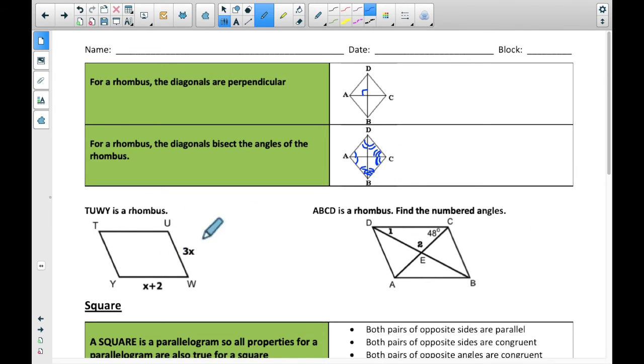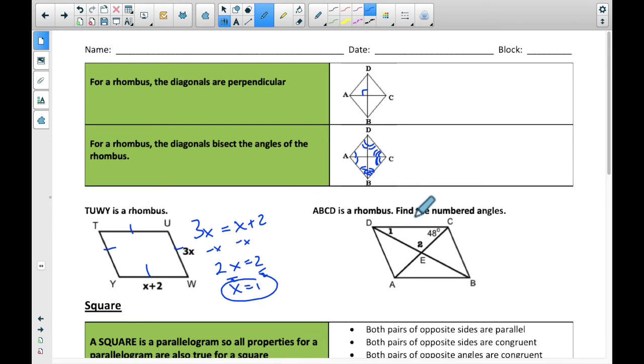Okay, so if we have a rhombus, the first thing that I said a second ago, remember, it's like a square that's been slid over to the side a little bit. That means all 4 sides are congruent. So that means that 3x is equal to x plus 2. If we subtract an x from both sides, we get 2x equals 2. We divide by 2, and we get x equals 1.